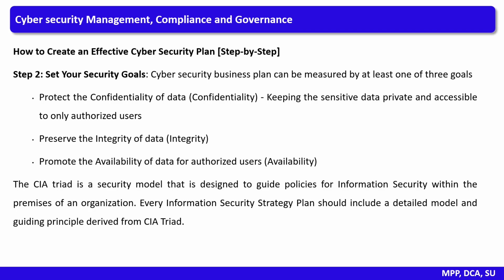The CIA trait that we have learned in the first unit is a security model that is designed to guide policies for information security within the premises of an organization. Every information security strategy plan should include a detailed model and a guiding principle derived from CIA trait.